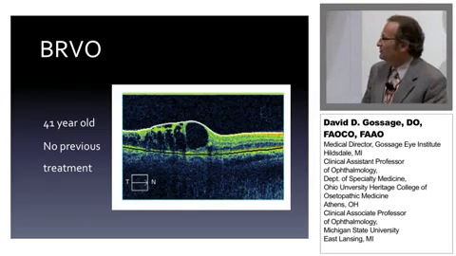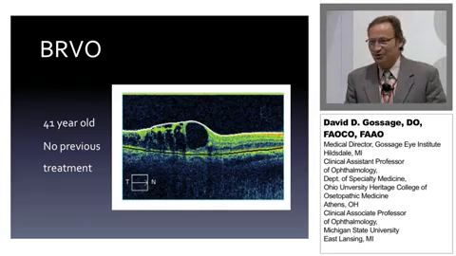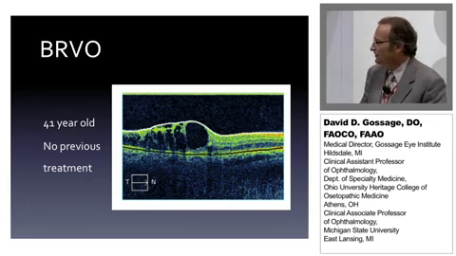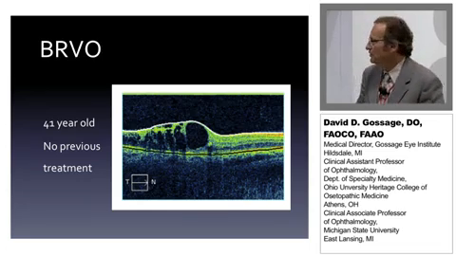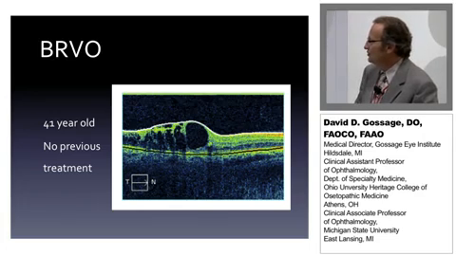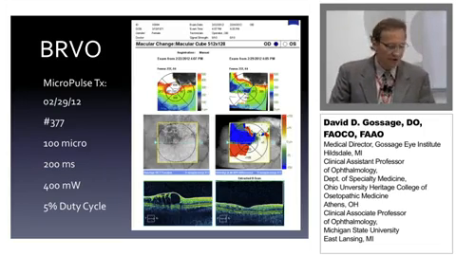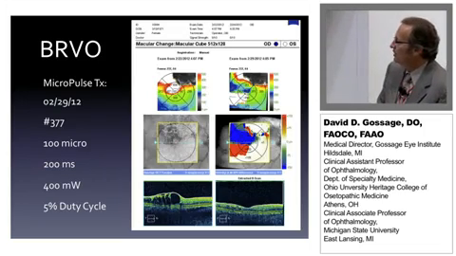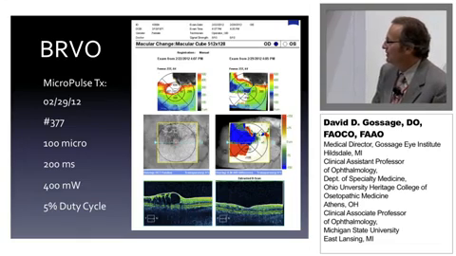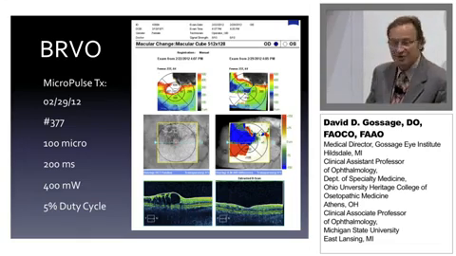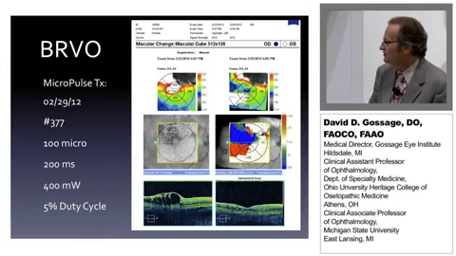I think this is the most interesting case, actually. This is a 41-year-old who came in with a branch retinal vein occlusion, no previous treatment. I discussed the use of MicroPulse treatment for her. And so MicroPulse treatment was carried out in February of 2012, 377 shots, 100 microns, 200 milliseconds, and 400 milliwatts.